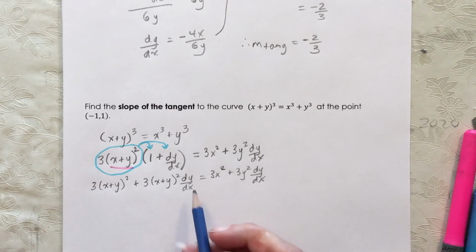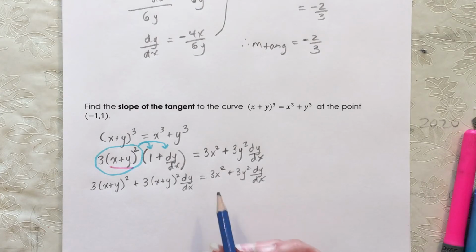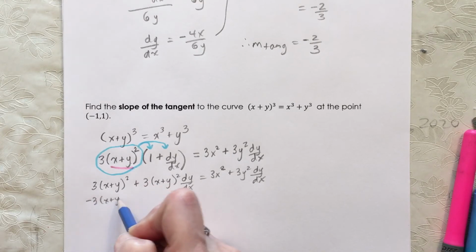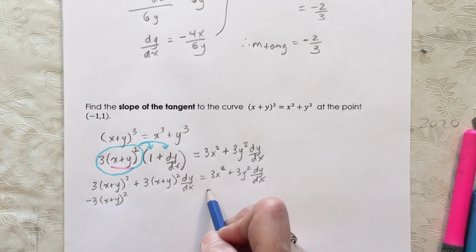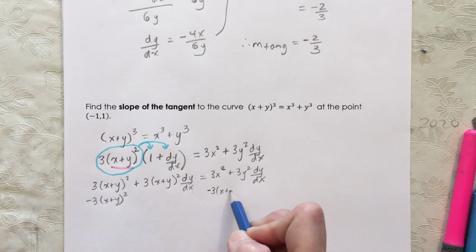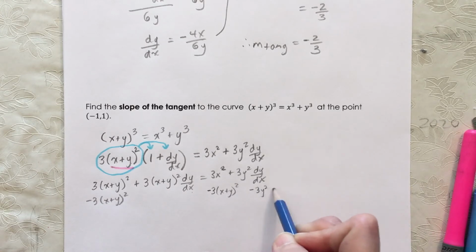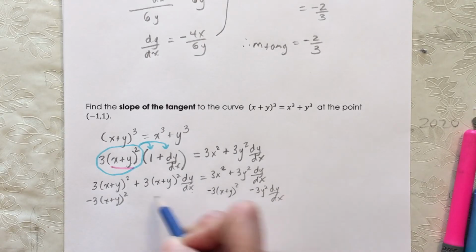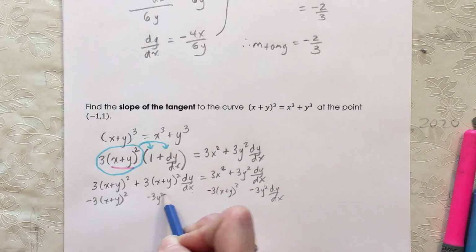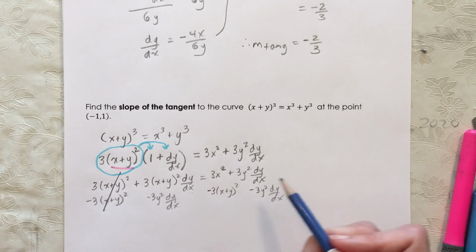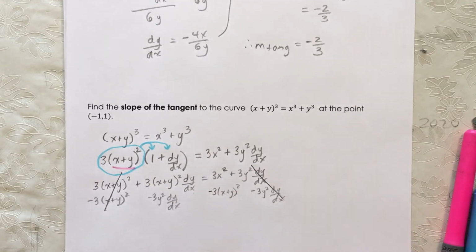So I want to get the terms with dy by dx to one side, so I'll bring them to the left side, and I'll bring the terms that don't have dy by dx to the right side. So I'm going to subtract 3 times (x plus y) squared on both sides, and I'm also going to subtract 3y squared dy by dx on both sides. So those are gone, and those are gone.